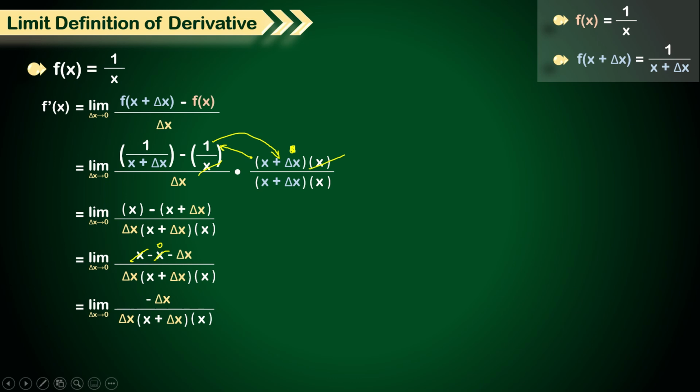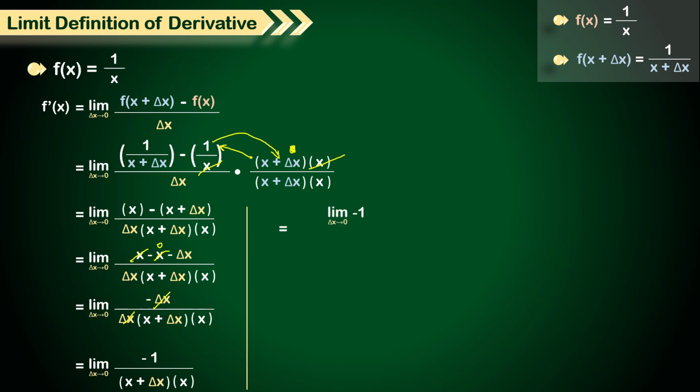Simplify it further. Delta x in the numerator and denominator will be eliminated. And it is equal to the limit of negative 1 over the product of x plus delta x and x as delta x approaches 0. Apply the limit property. Limit of negative 1 as delta x approaches 0 over the limit of the denominator as delta x approaches 0. Rewrite the numerator and apply limit properties in the denominator.